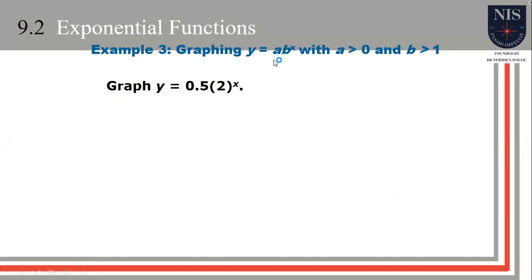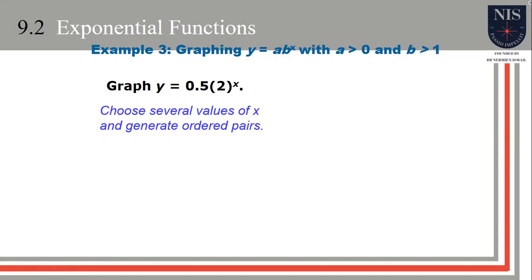So graphing y equals a b to the power of x with a more than 0, as I said, we can't say that a will be 0, and b more than 1. This is the first example, y equals 0.5 times 2 to the power of x. You can use a table to find the ordered pairs, or you can use your calculator. It's up to you the way in which you are going to find ordered pairs to satisfy this equation, and then we will start to graph it.